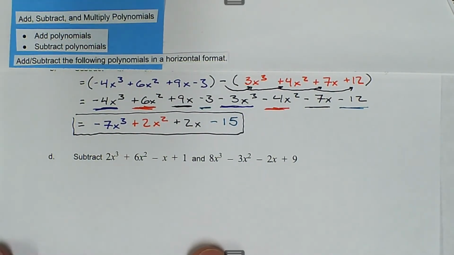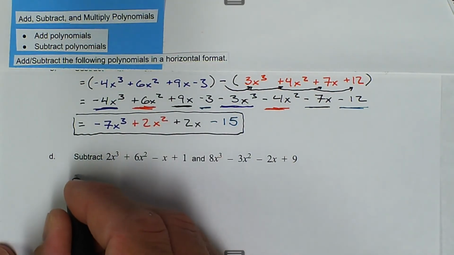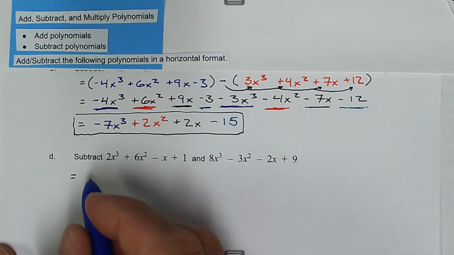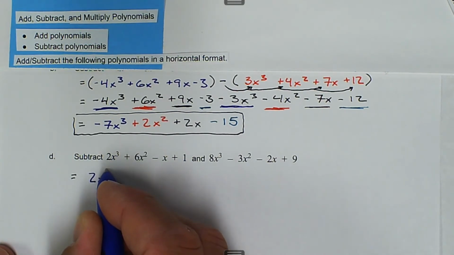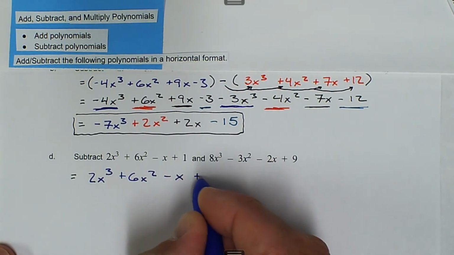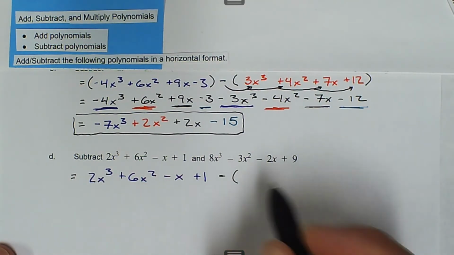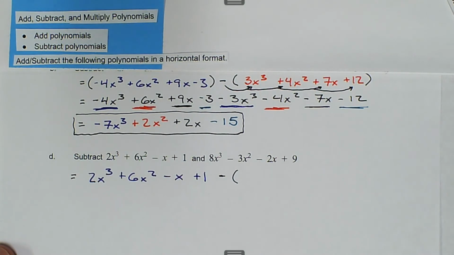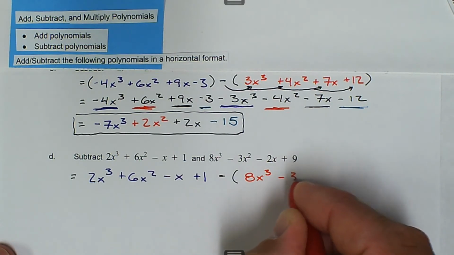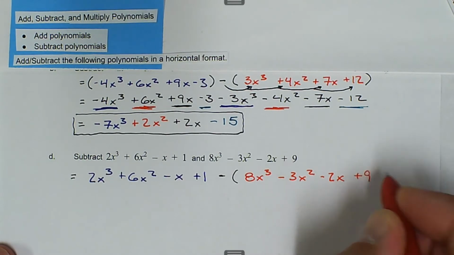The next one is the same thing. I'm not going to put a parentheses around the first polynomial because it's not required when we do subtraction. We only have to distribute that negative sign to the second polynomial. So that's equal to 2x cubed plus 6x squared minus x plus 1, minus, and I'm going to make sure I distribute this negative sign, 8x cubed minus 3x squared minus 2x plus 9.